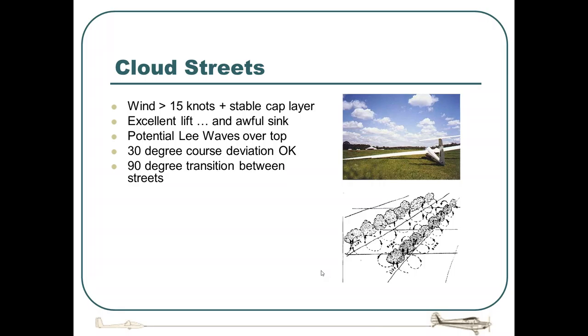If you want to go between cloud streets from one street to the next street, remember it's 2.5 to 3 times the top of the cloud base apart. Do a transition at 90 degrees. Get across as fast as you possibly can. If you can see in the small diagram here, there's lift, lift, lift, up it comes, and there's sink in between. So there's a rotor of sink in between there. You've got to get across as fast as possible.